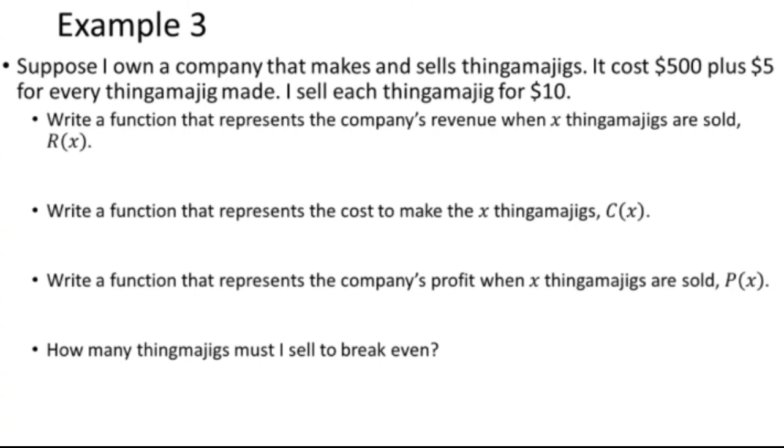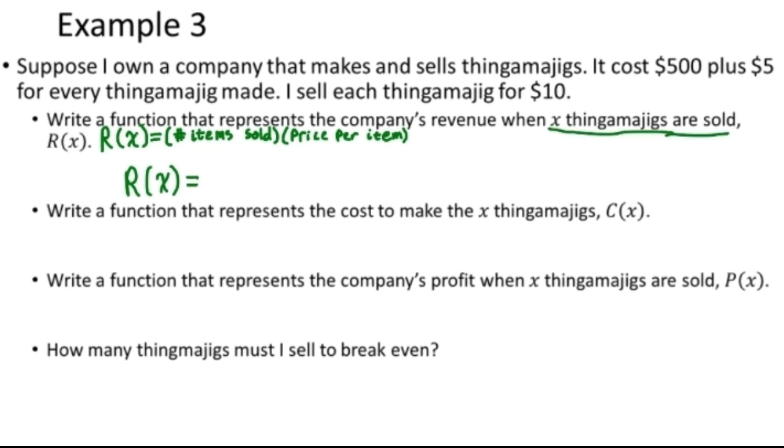First, we're going to write a function that represents the company's revenue when X thingamajigs are sold. And we're going to call this function R of X. When writing our revenue function, one thing to keep in mind, the way we can calculate the revenue is we can take the number of items that we sell and multiply that by the price for an individual item. In this problem, we're letting X be the number of thingamajigs that are sold. So the number of items sold is X. But what is the price for each thingamajig? In the problem, they tell us a thingamajig costs $10. So the price for one thingamajig is $10. So we'll multiply the $10 with the X thingamajigs, and our revenue would be 10X.